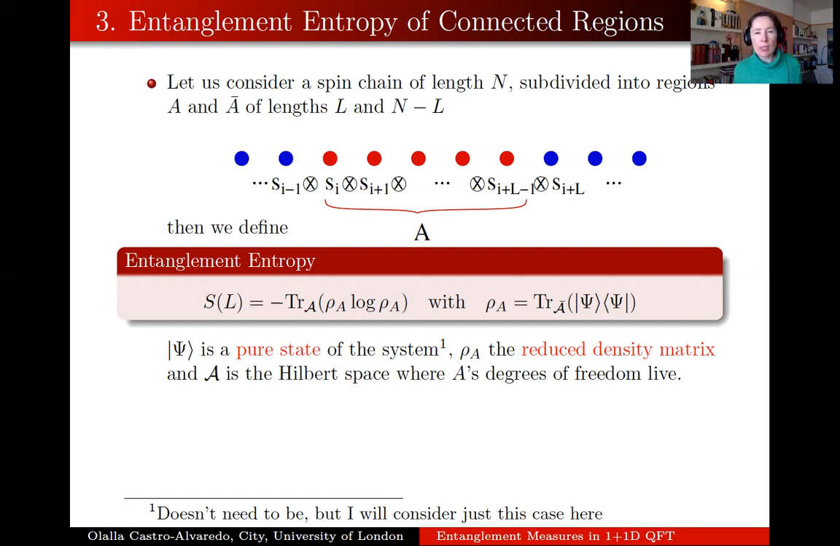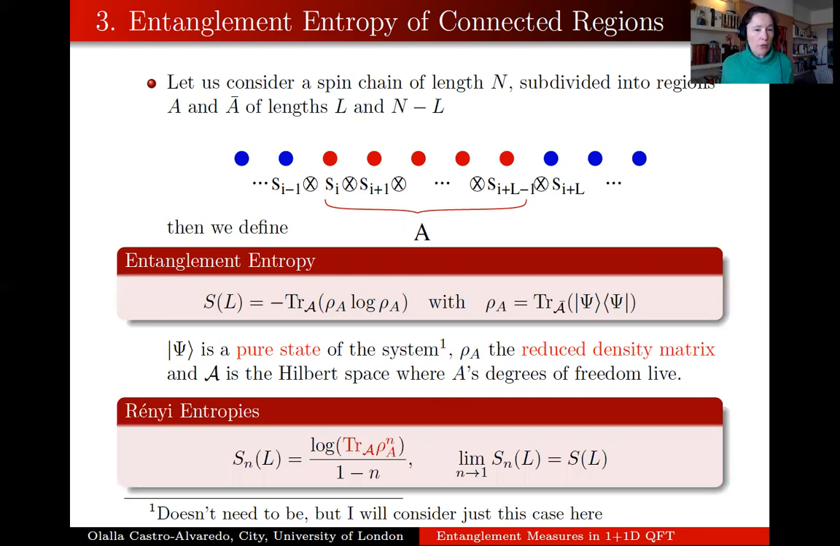Now, when we have a pure state, if we take the trace over the degrees of freedom of the complement of A, we get a reduced density matrix, which actually looks like the density matrix of a mixed system, simply because we traced out some degrees of freedom. And this curly A is the Hilbert space of the chain, and A's degrees of freedom live in that Hilbert space. In terms of this reduced density matrix, we can define the entanglement entropy. The von Neumann entropy, which is that function there, is a function of the length of subsystem A, L, and it depends on the density matrix in that way, through a trace, logarithm, etc.